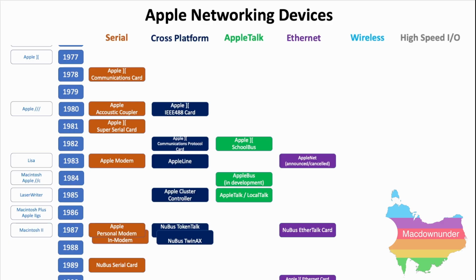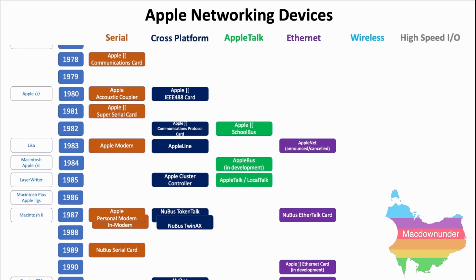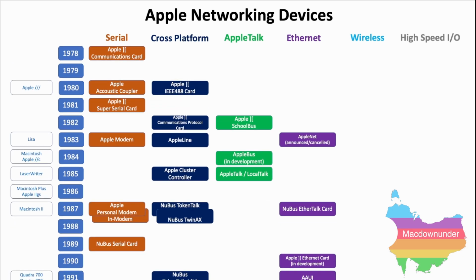In 1989, Apple released the NuBus serial card. Remembering, this allowed multiple serial connections to your NuBus-based Macintosh. In 1990, behind the scenes, Apple was still working on Apple II devices, this being the Apple II Ethernet card. And of course, there were two cards ultimately in development, but never launched.